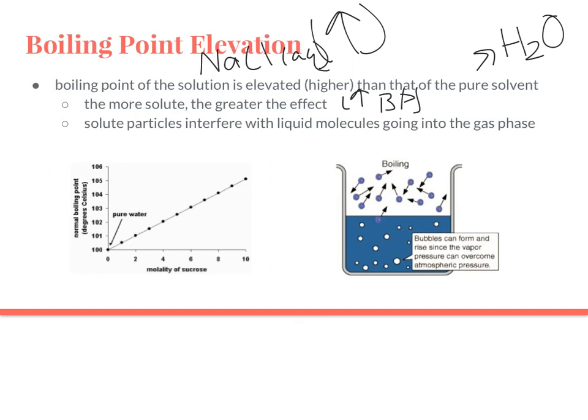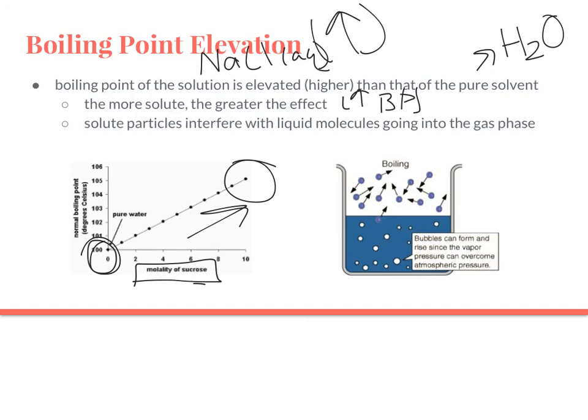So here again, we have the boiling point of pure water at 0. As I increase the amount of sugar that I add to my solution, you will see that the boiling point starts to increase. So by adding sugar or something like salt to a liquid, you are increasing the boiling point of that substance, meaning it's going to boil at a higher temperature.